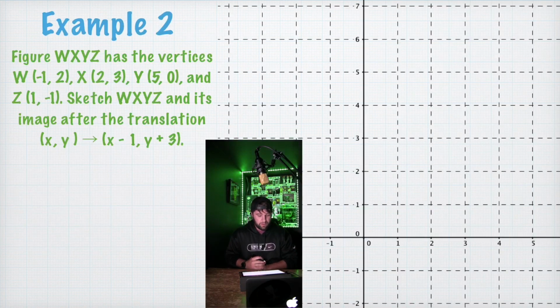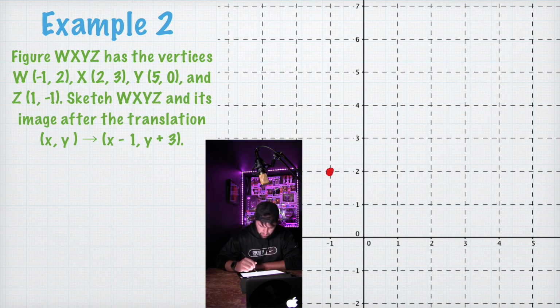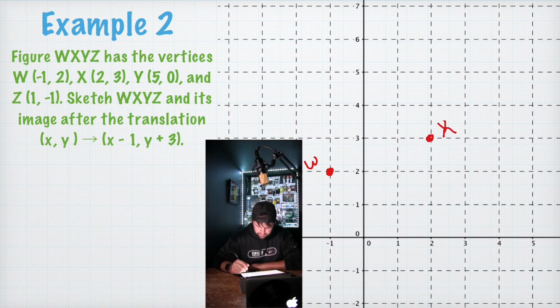So figure WXYZ has vertices W (-1, 2), X (2, 3), Y (5, 0), and Z (1, -1). Sketch WXYZ and its image after the translation (x - 1, y + 3). So let's go ahead and sketch our original figure. W is (-1, 2), negative 1, up 2, right here. X is (2, 3), right here. Y is 5, 0, right here. And Z is (1, -1), right here.